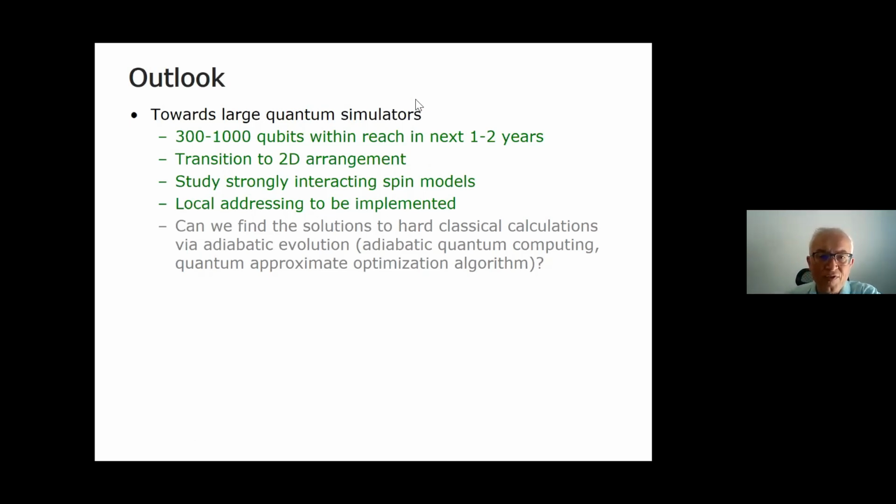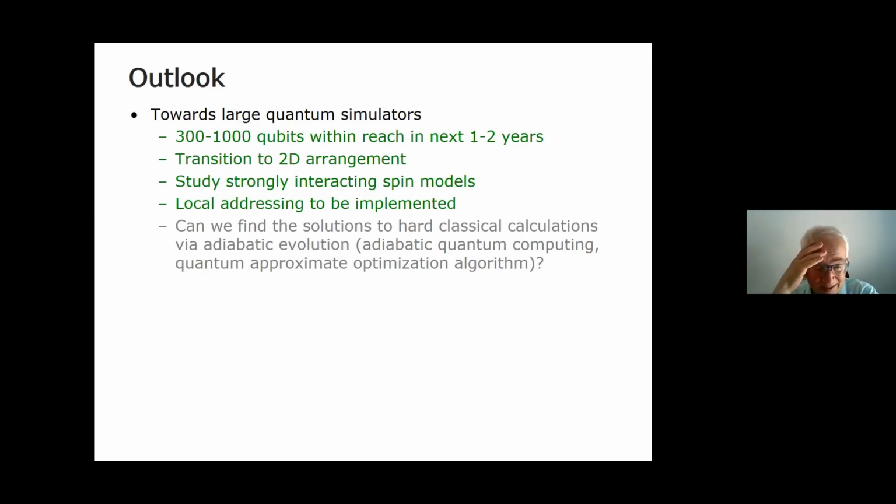So where do we think we can go in the future? What I've shown you was 256 qubits. We think that we can go to 300 to 1,000 qubits in 2 dimensions within the next 1 or 2 years. At that point, we start to be limited also by laser power. Each of these traps consumes between 1 and 10 milliwatt of laser light. So, with a 10-watt laser, we can make around 1,000 traps. Beyond that, we have to think.